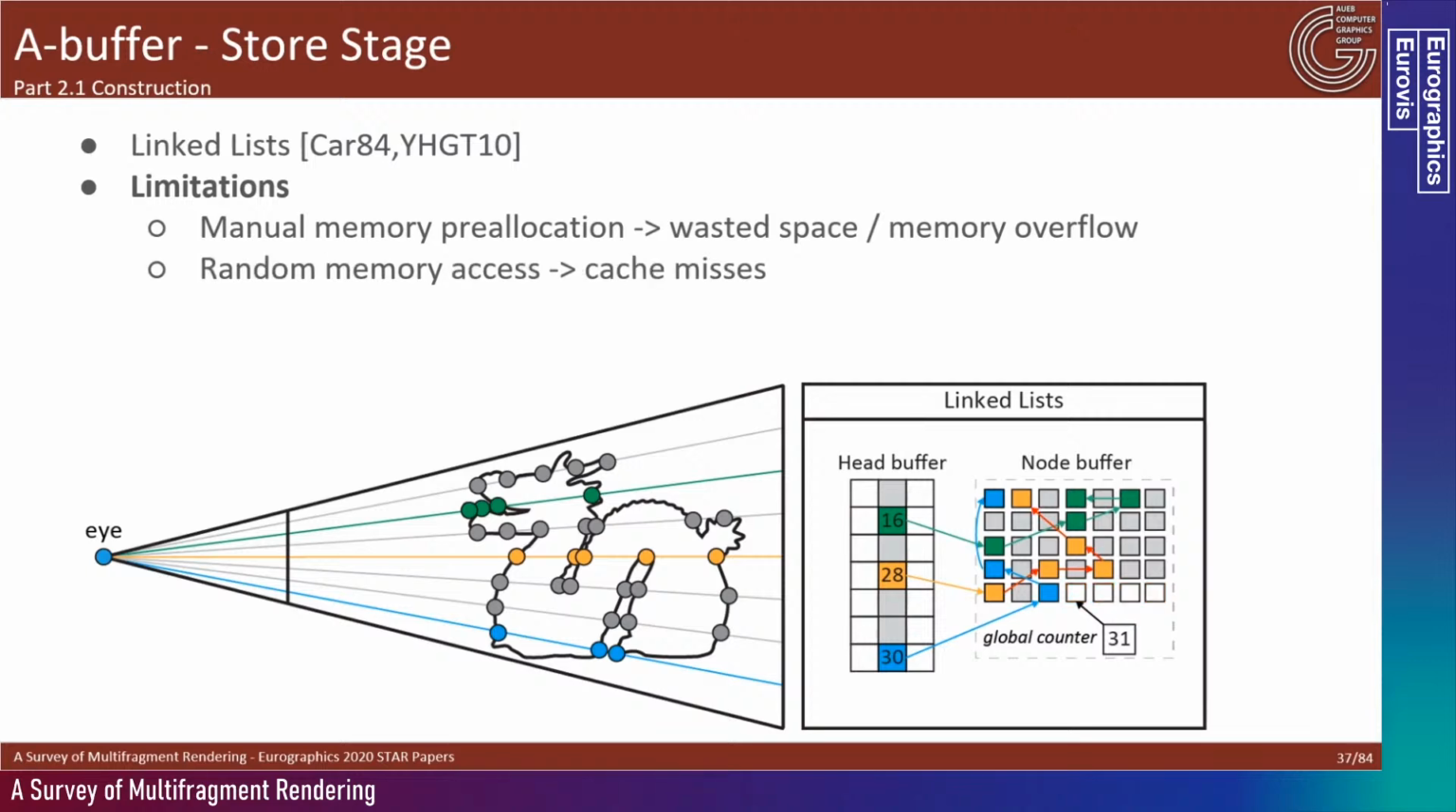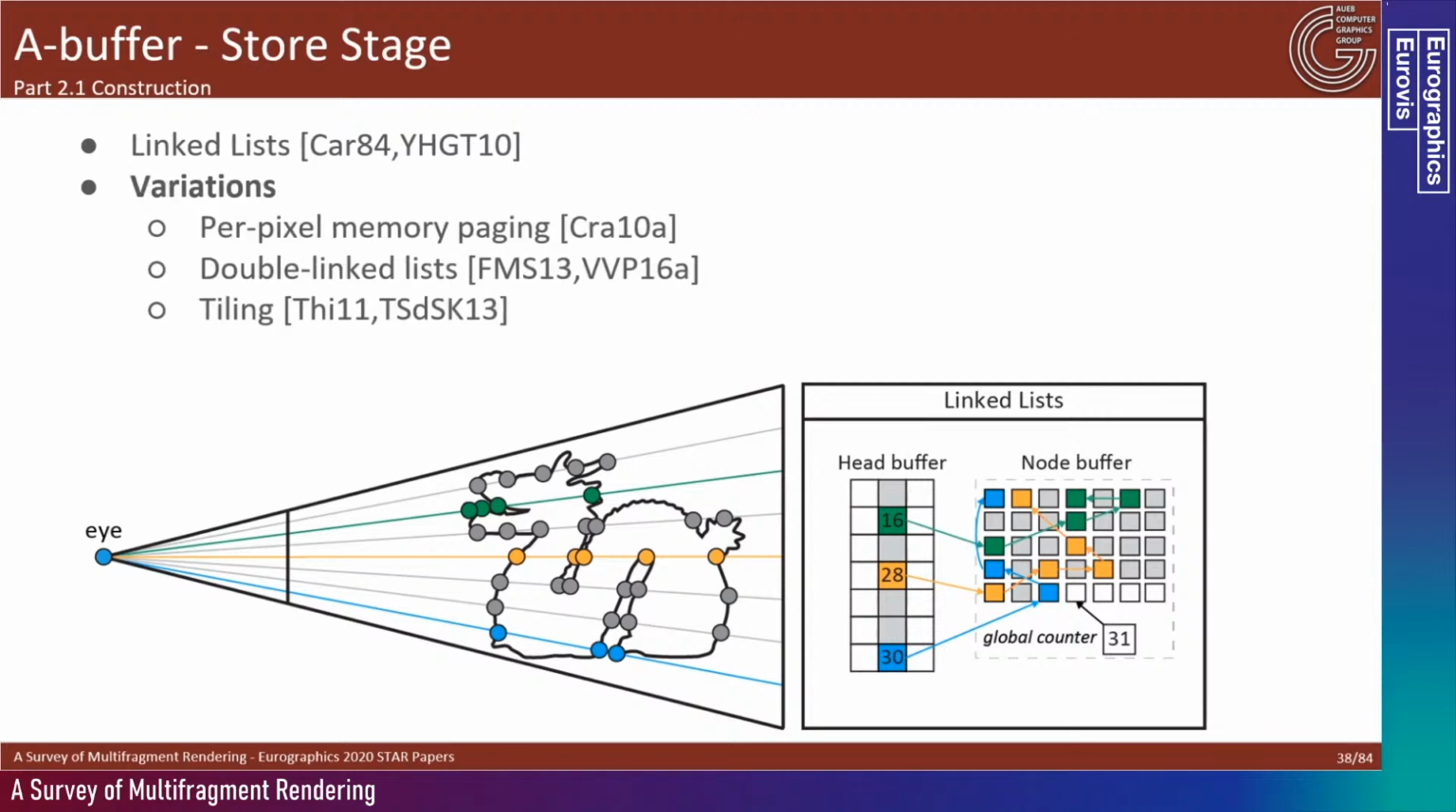Second, the non-contiguous allocation patterns of the linked lists can result in memory indirections and cache misses, and consequently they can cause performance degradation. Since the first GPU implementation, the research community has focused on ways to alleviate the aforementioned limitations. These include improved cache coherency by memory paging, bidirectional traversal using double linked lists, and the exploitation of tiling mechanisms to mitigate memory overflow issues.